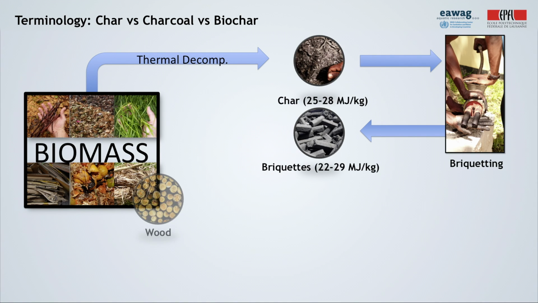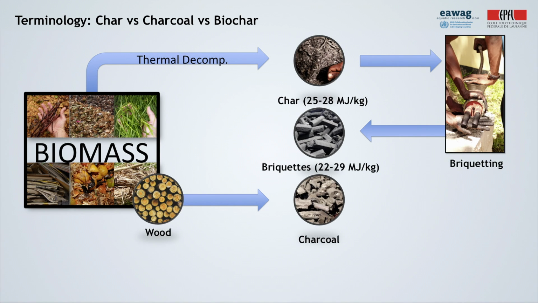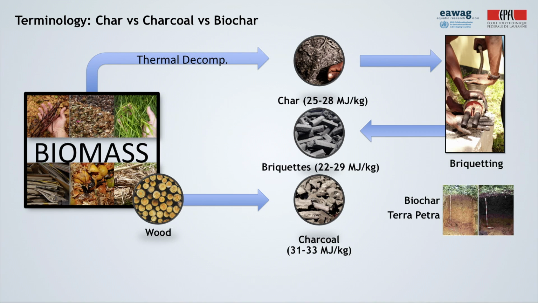When the biomass is wood, the material obtained through the same process is called charcoal. Charcoal is mainly used as fuel for cooking or industrial processes, as it has a high heating value of 31 to 33 megajoules per kilogram, much higher than the others. Most of the time, charcoal does not require any post-processing. Char can also be used as soil amendment, in which case it is called biochar. This is the core idea of the Terra Preta movement.